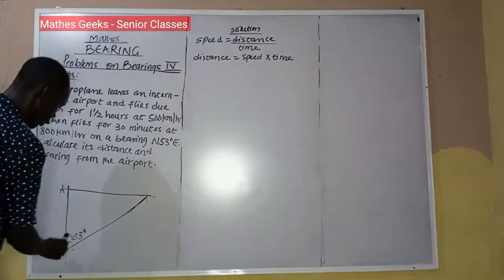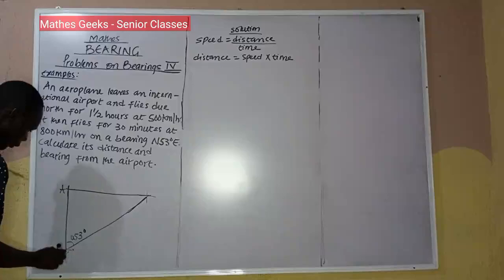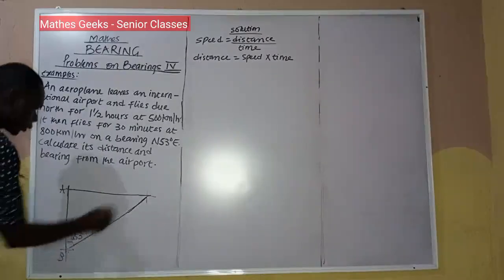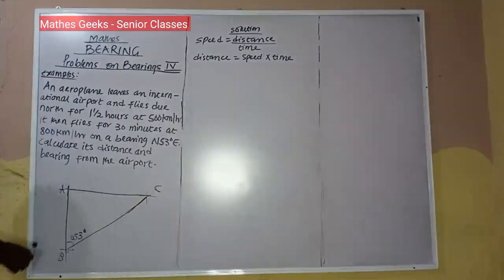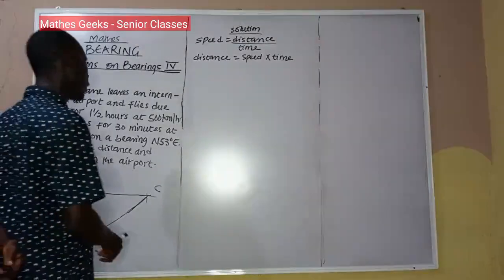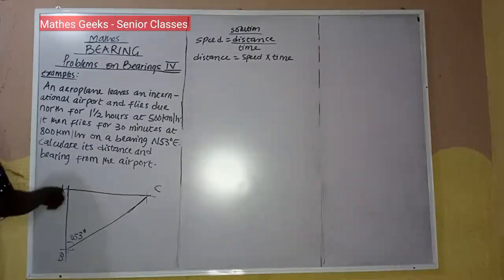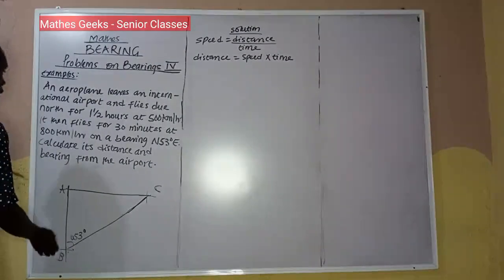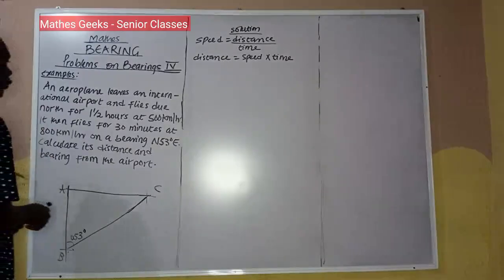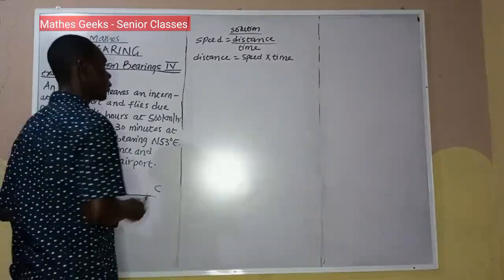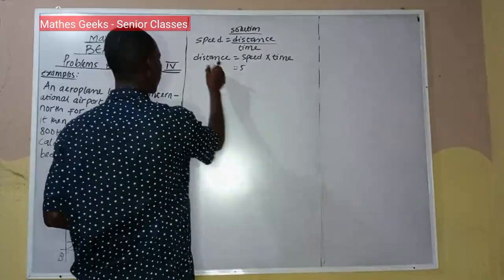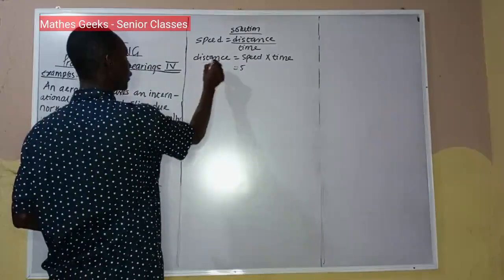So let's call these points A, B, and then point C. And of course, remember that this is the airport. This is where the plane started off. So AB is the distance of due north. When the plane flew due north, it took about 1.5 hours at 500 kilometers per hour.